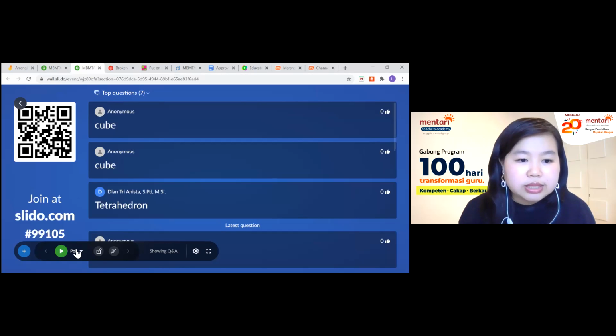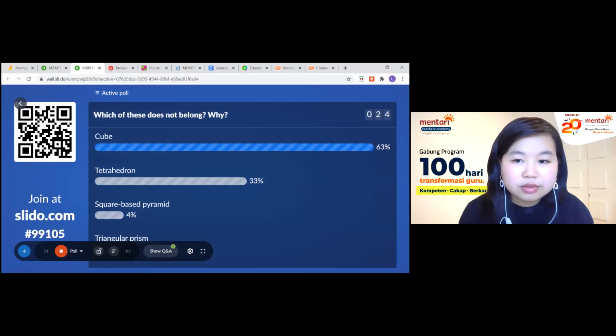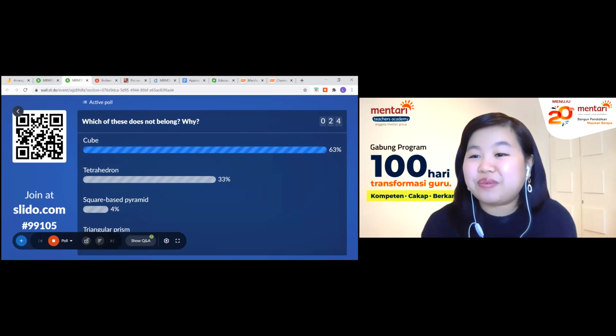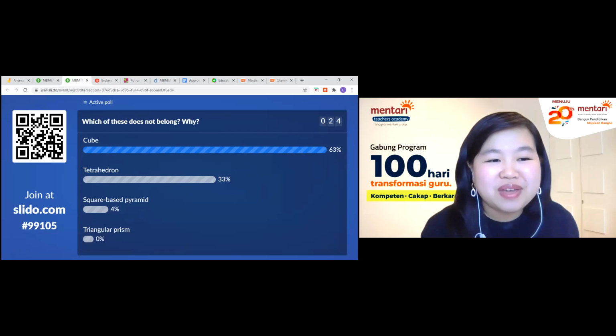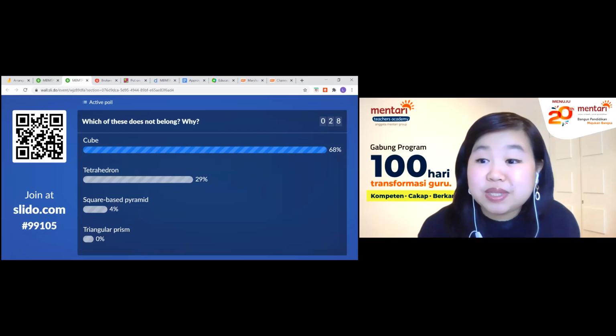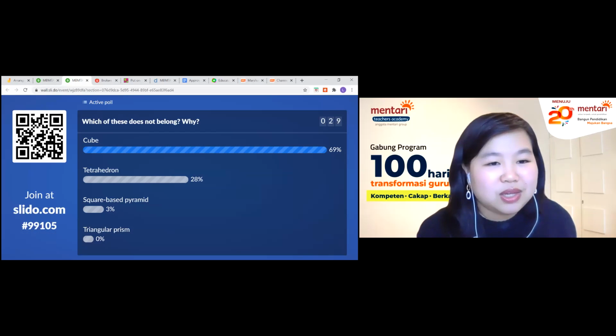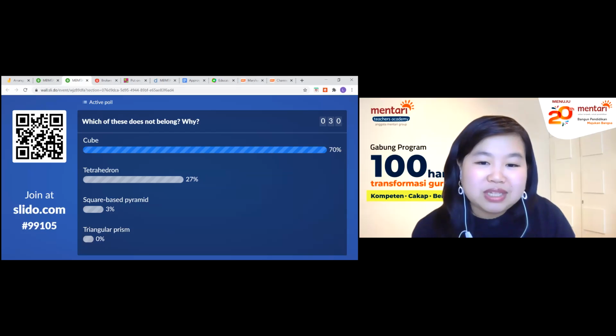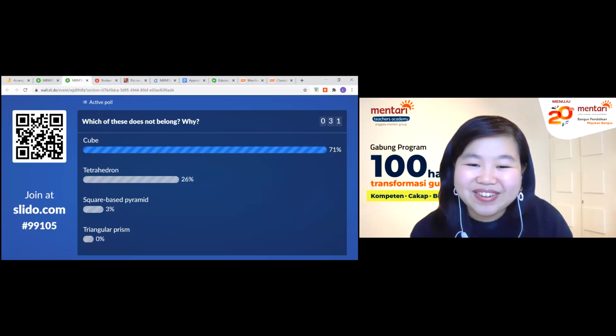Okay, so I can see that 24 of you have answered. This is what I really like about this kind of activity. Most people, 63% of those who have accessed the poll, oh, 68% now, say it's cube that doesn't belong to the whole group. Then 28%, 27%, oh, poor tetrahedron, it just keeps on decreasing.